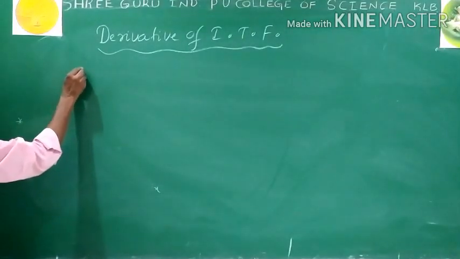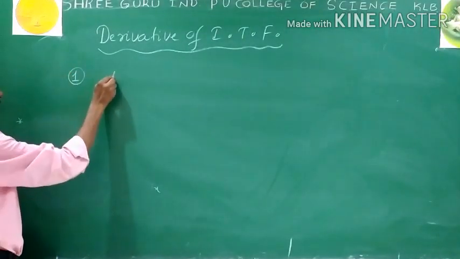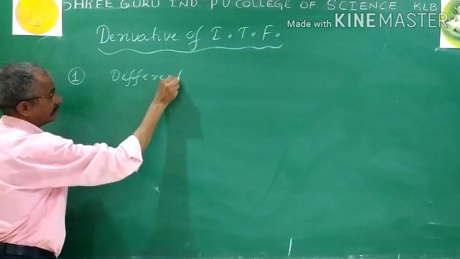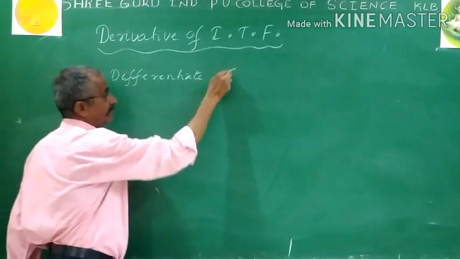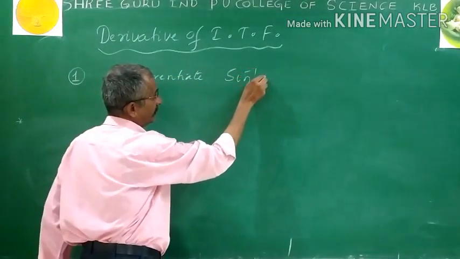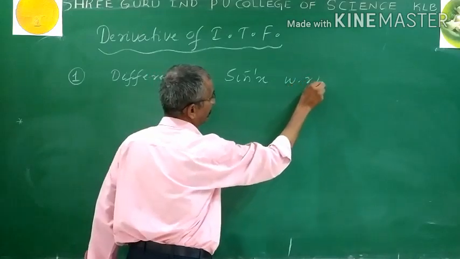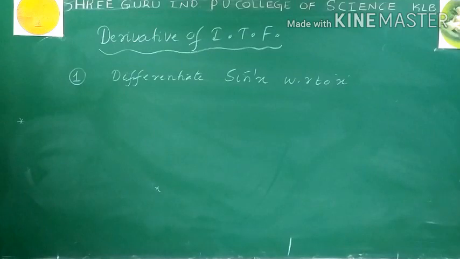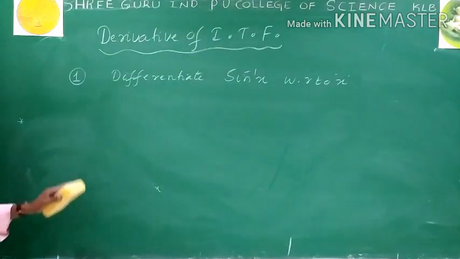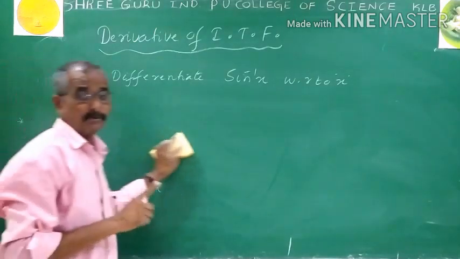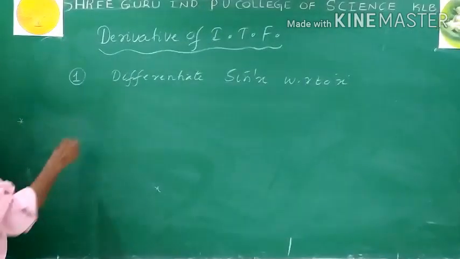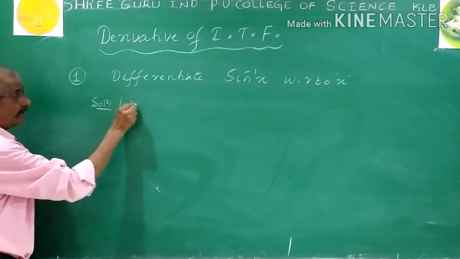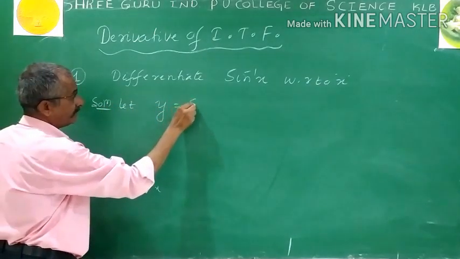First one. So differentiate sine inverse x with respect to x. What is that? Sine inverse x is called the inverse sine function, and importantly it is not equal to 1 divided by sine x. So we shall start from the step: let y equal to sine inverse of x.